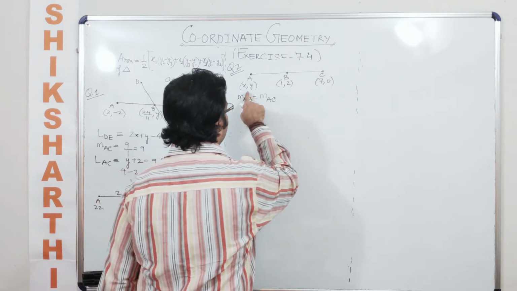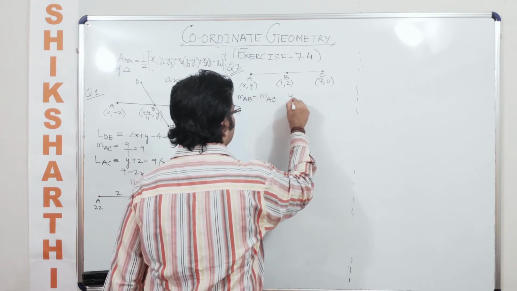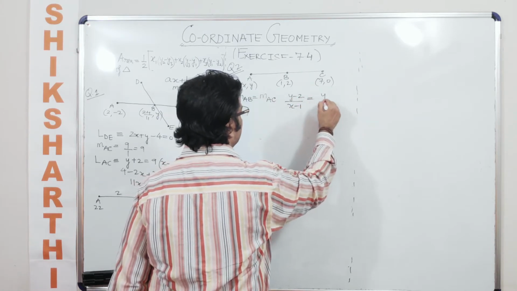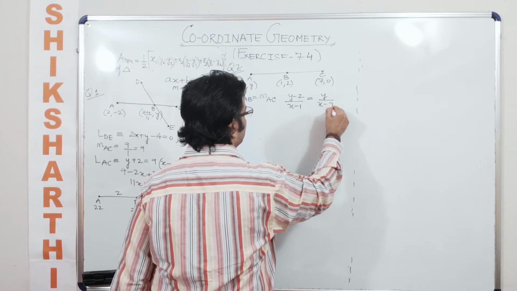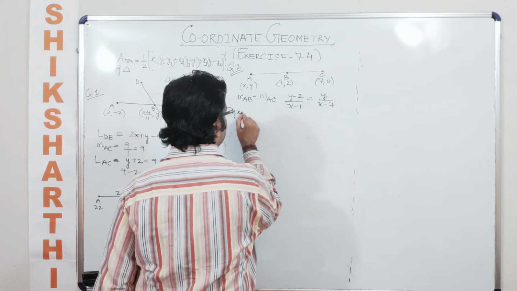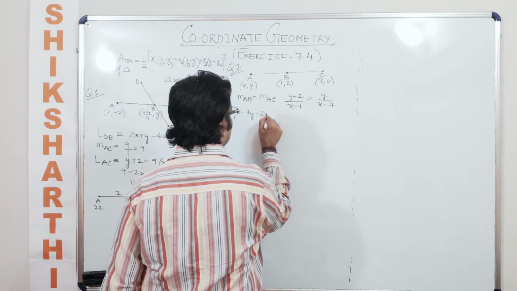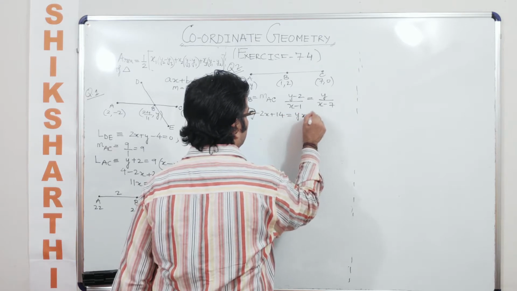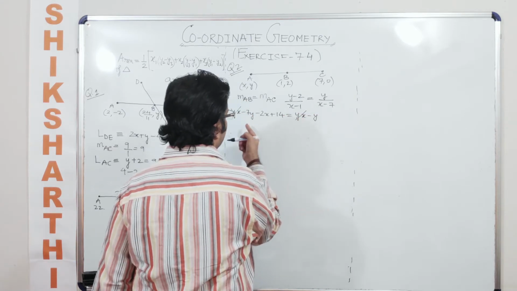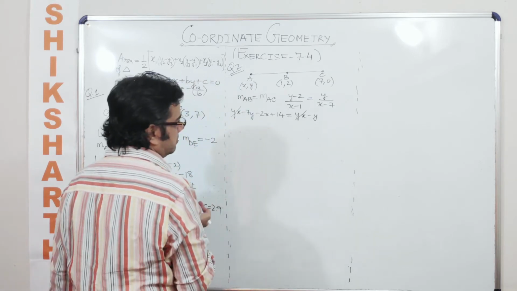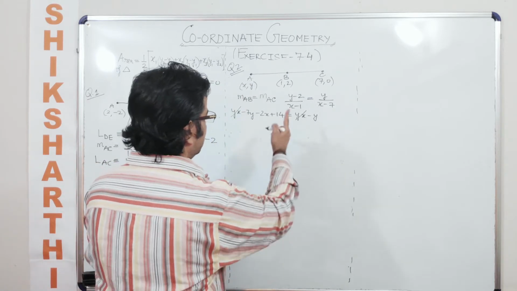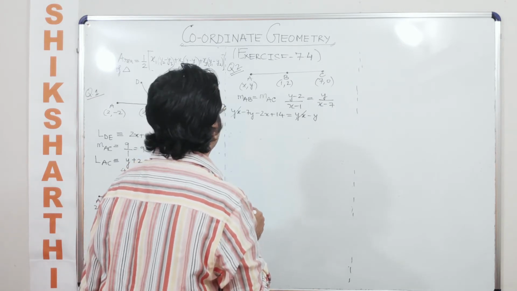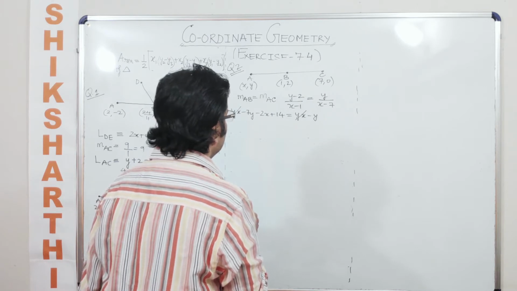So what is the slope of AB? Let's put this as y minus 2 upon x minus 1, and the slope of AC is nothing but y divided by x minus 7. Solving this, we get yx minus 7y minus 2x plus 14 is equal to yx minus y. Have I done it correctly? yx minus 7y minus 2x plus 14, and then yx minus y.